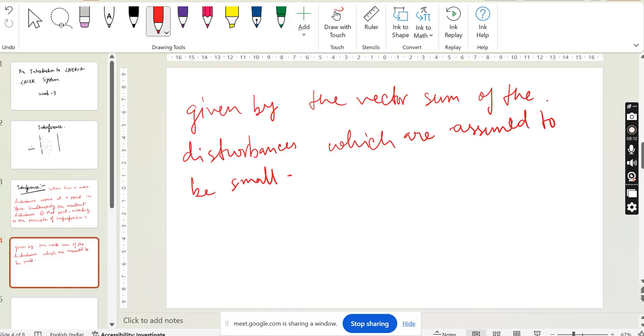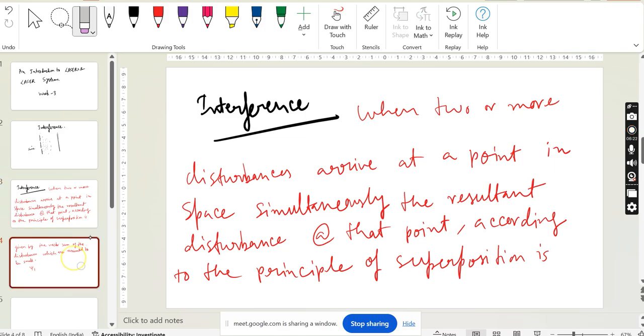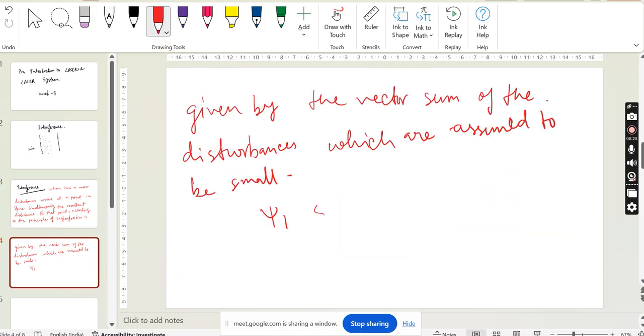And so if psi1 and psi2 are the wave functions for the disturbances, then the superposition of them can be given by psi1 plus psi2, because the differential wave equation also has the solution psi1 plus psi2. This is the normal way.